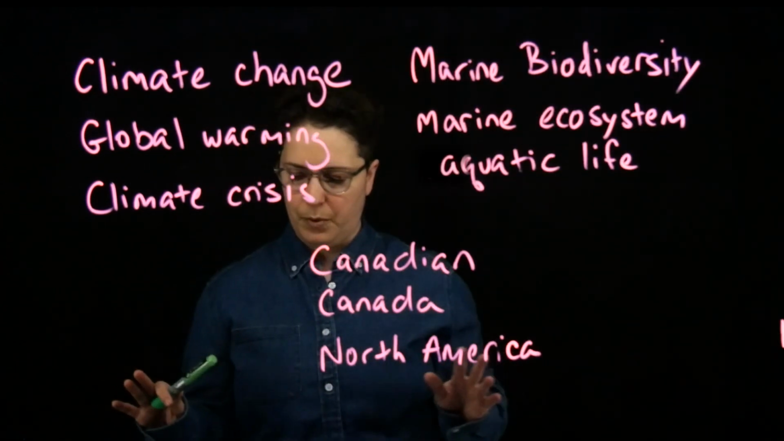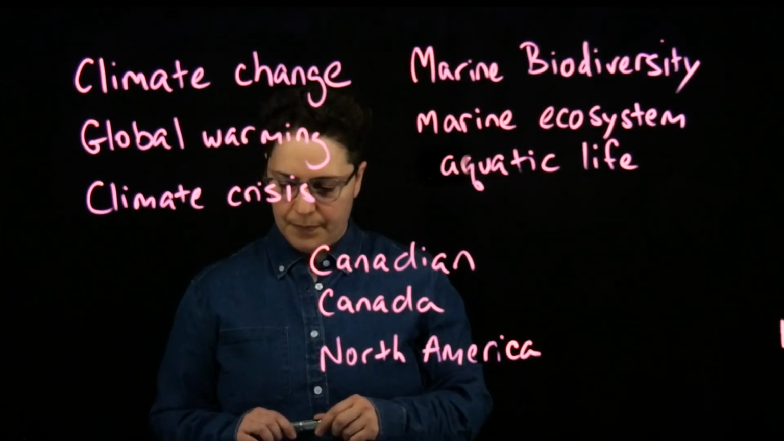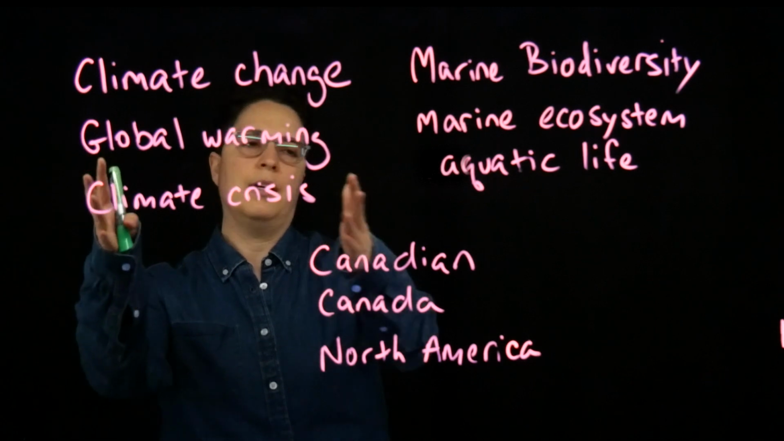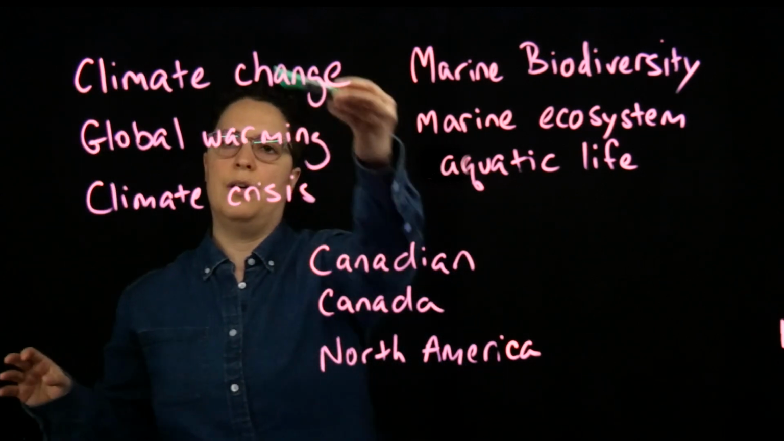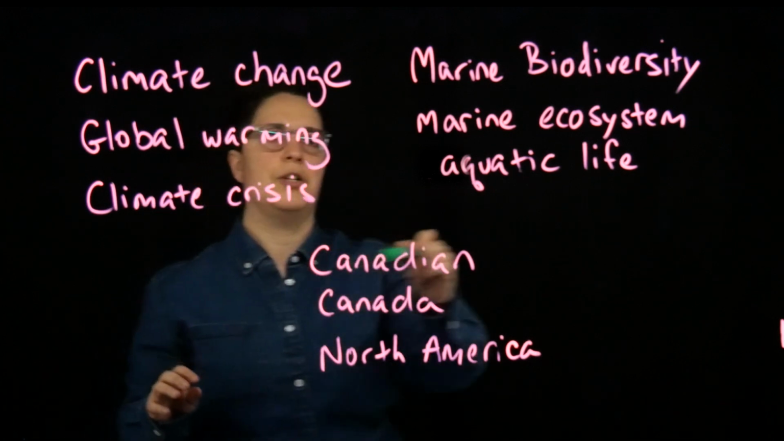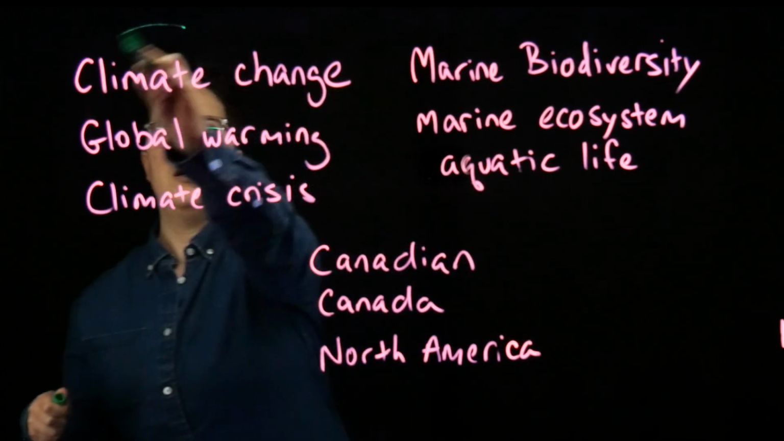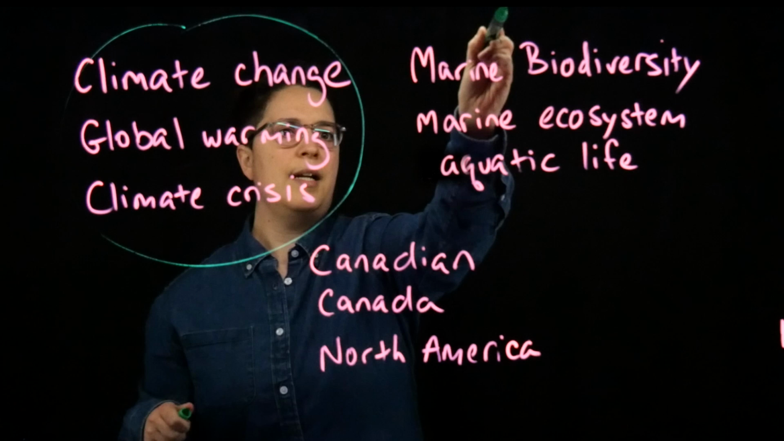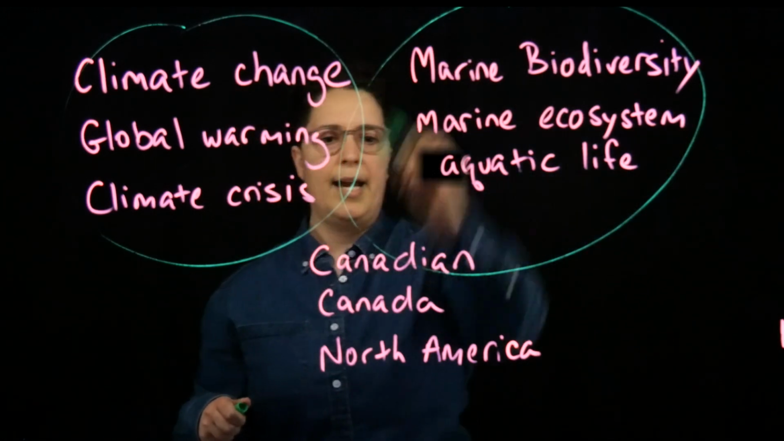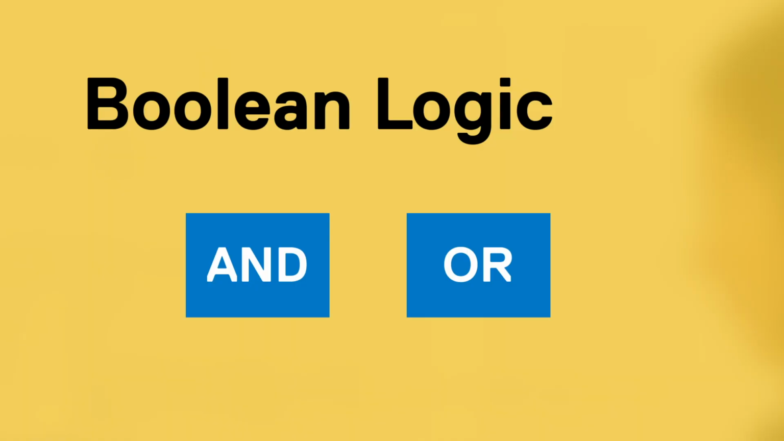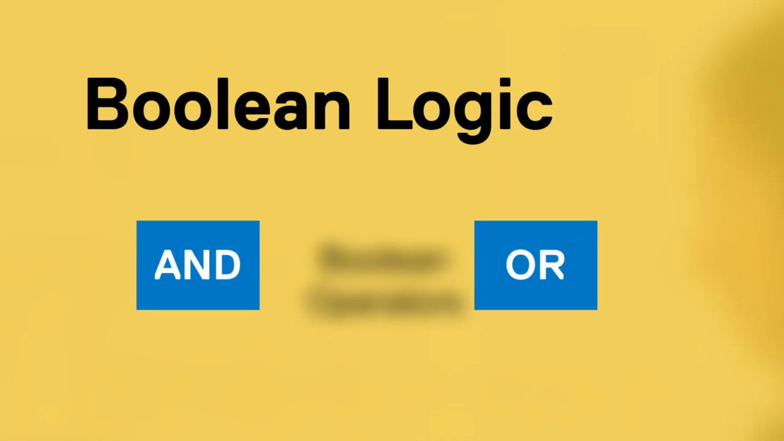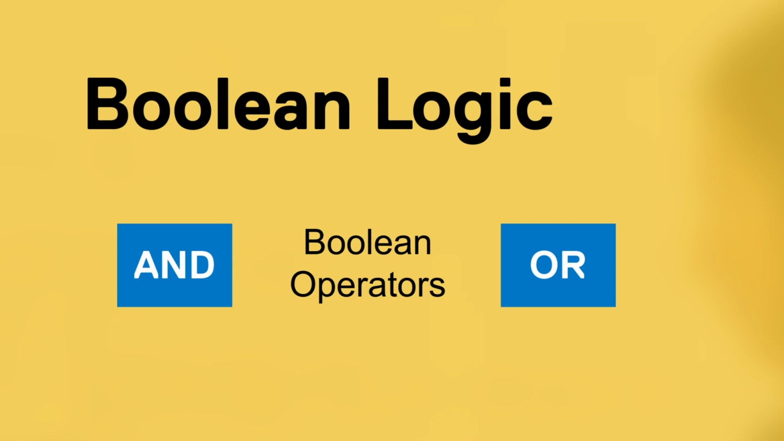Here's how Boolean logic works. You start with your list of keywords, and you group them according to their categories or synonyms. So you have your synonyms for climate change, your synonyms for marine biodiversity, and your synonyms for Canada. Boolean logic is then used to connect all your keywords with either and or or. And and or are known as Boolean operators and will allow you to search multiple concepts effectively.